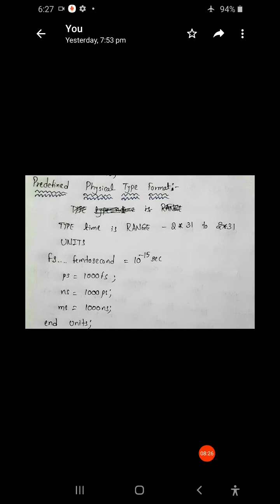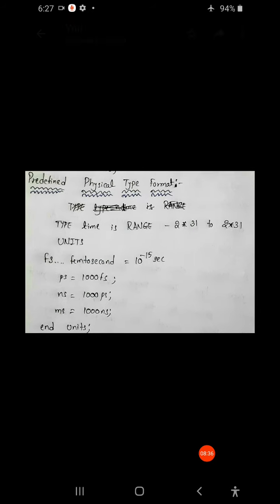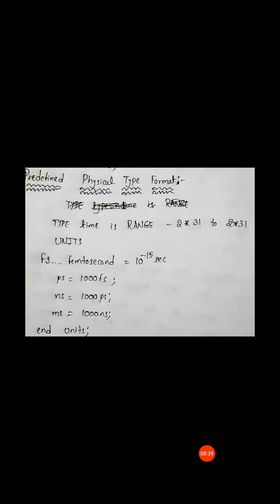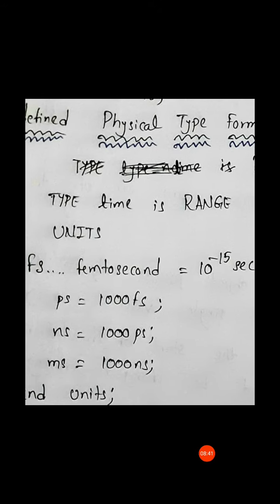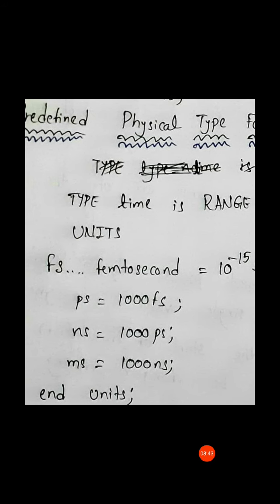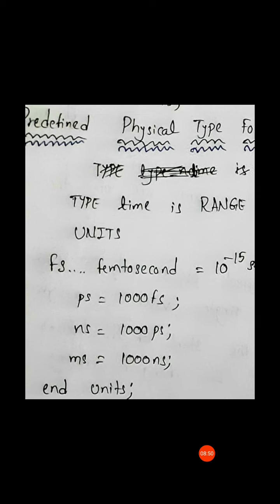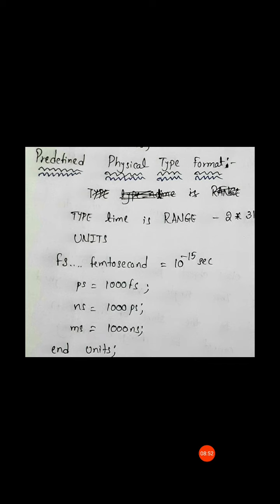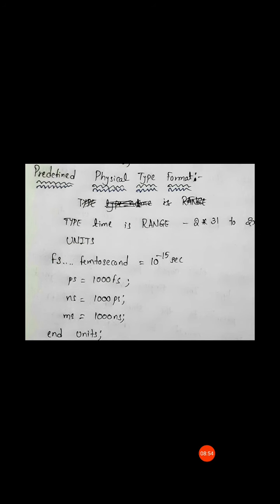Time is range from minus 2 to the power 31 to 2 to the power 31. So here we are taking the range. Units: fs, femtoseconds, that is equal to 10 power minus 15 seconds. Picoseconds, that is equal to 1000 fs. Nanoseconds, that is 1000 picoseconds. ms, that is equal to 1000 nanoseconds. In this way we can take the units here, base units or multiple units also.